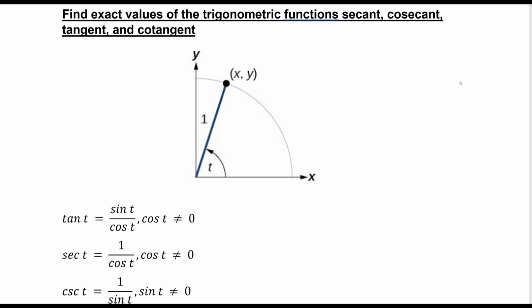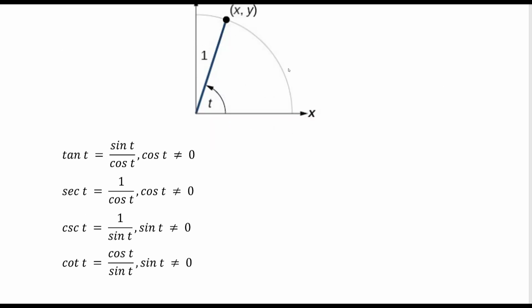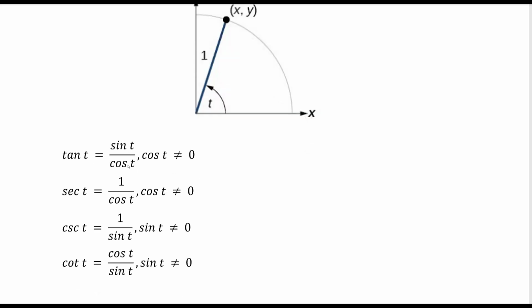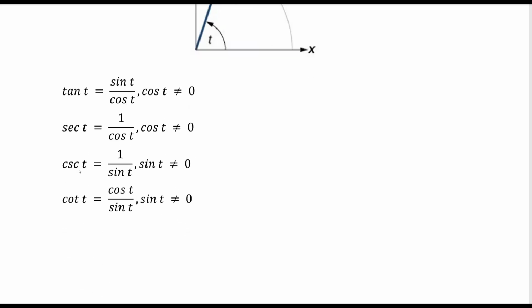Now we're going to look at finding the exact values of trigonometric functions of secant, cosecant, tangent, and cotangent. Here's our drawing. Here's our angle t, where it's on the point (x, y). Tangent is sine over cosine, where cosine can't be 0 because you can't divide by 0. Secant is 1 over cosine, where cosine t can't be 0 because you can't divide by 0. Cosecant is 1 over sine, where sine of t can't be 0. And cotangent of t is cosine t over sine t, where sine t can't be 0 because you can't divide by 0.